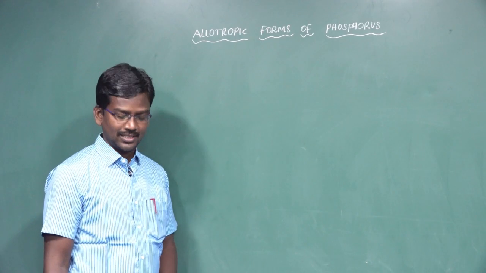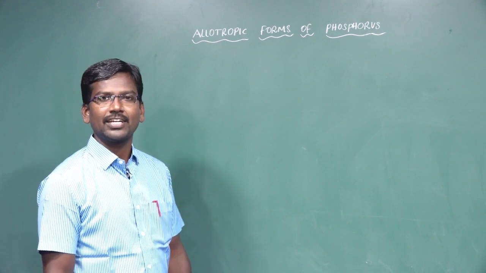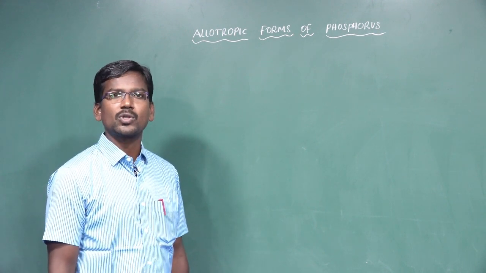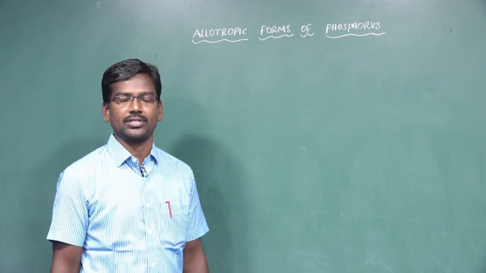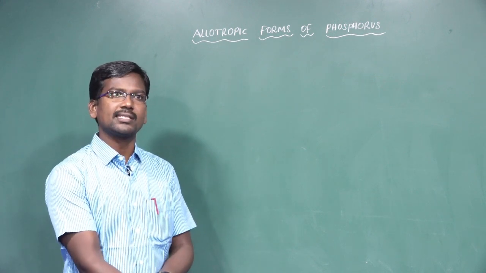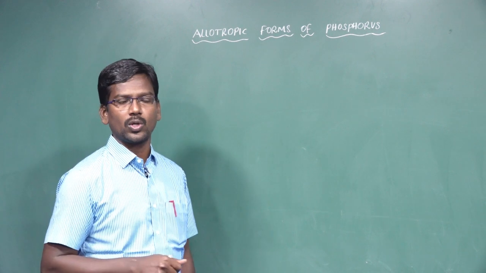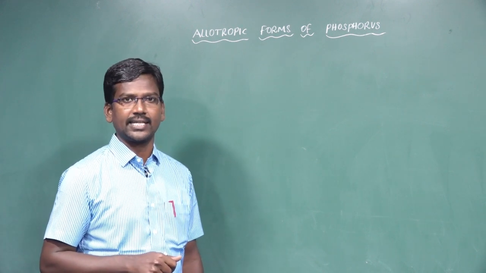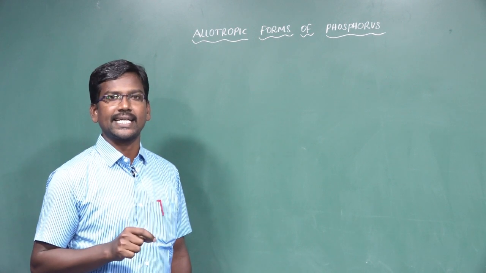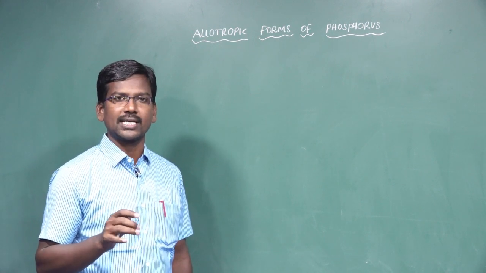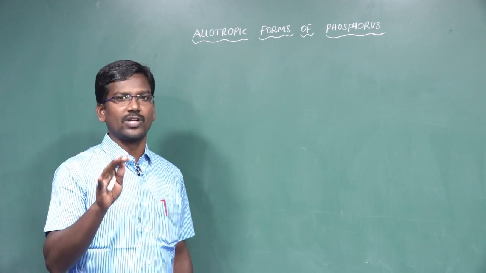Hi students, in the last class we discussed the oxo acids of nitrogen: hyponitrous acid, nitrous acid, nitric acid, pernitrous acid and pernitric acid are known as the oxo acids of nitrogen.